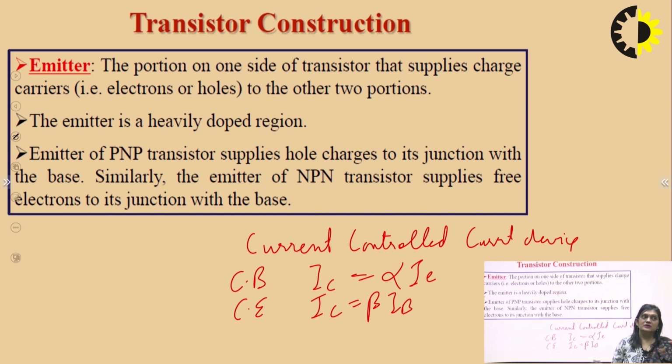So here the construction profile of the transistor includes the emitter. I have already told that the doping level of the emitter is very high. The portion on one side of the transistor that supplies charge carriers, electrons or holes, to the other two portions. The emitter is a heavily doped region. Emitter of a PNP transistor supplies hole charges to its junction with the base. Similarly, the emitter of an NPN transistor supplies free electrons to its junction with the base.